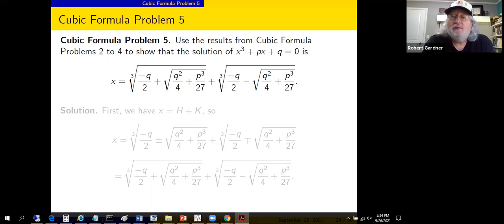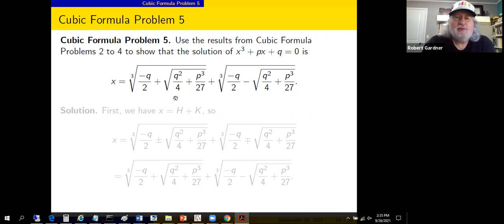Problem number 5 says use the results above, the h and k values, to show that the solution of x cubed plus px plus q equals 0 is this. So this is a special case of the general cubic formula. This doesn't apply to cubics that have x squared terms. That's okay. We could take a cubic that has an x squared term and turn it into one like this and find the values of p and q and then do this. So we're not stating the general cubic formula, but we're this close to it. We've got access to it with all the stuff we've been through.